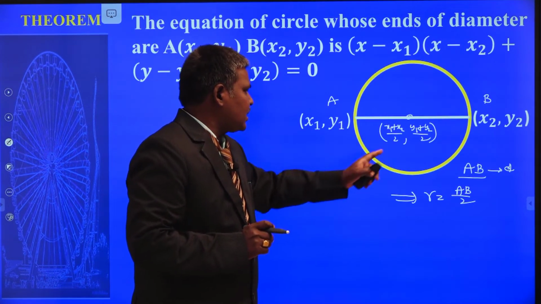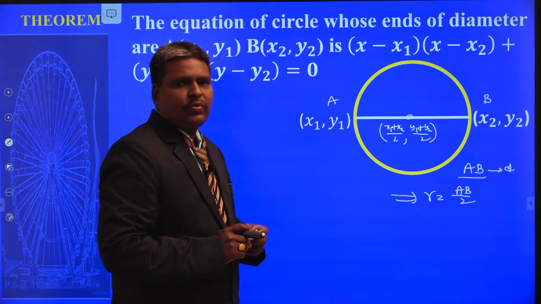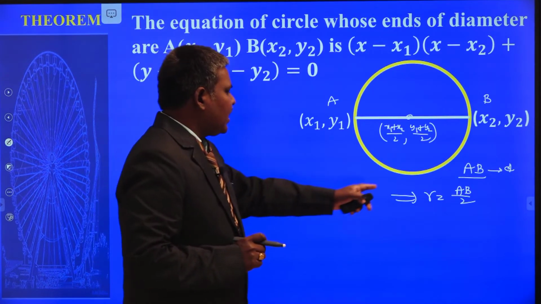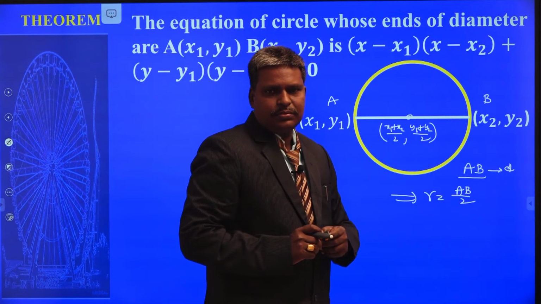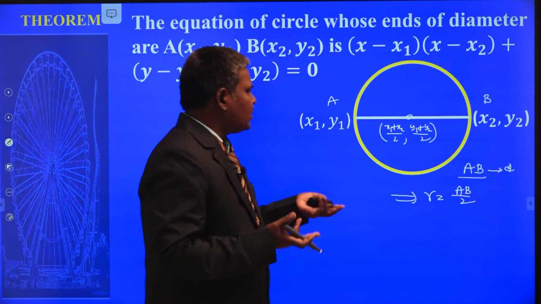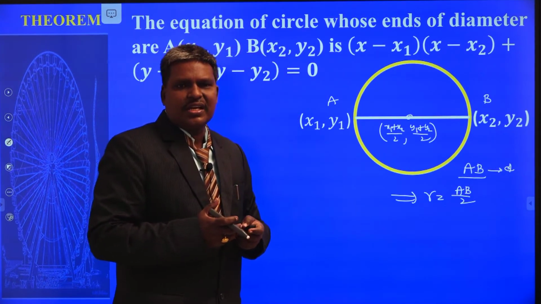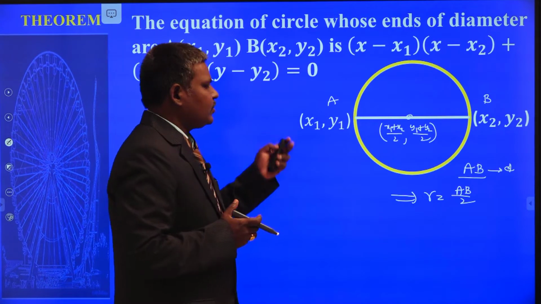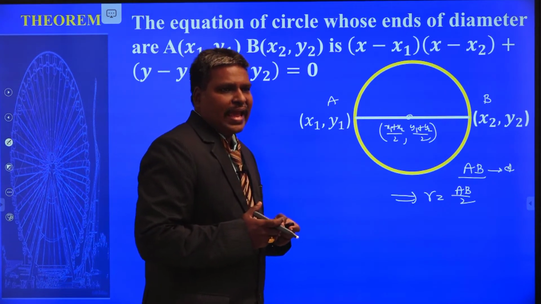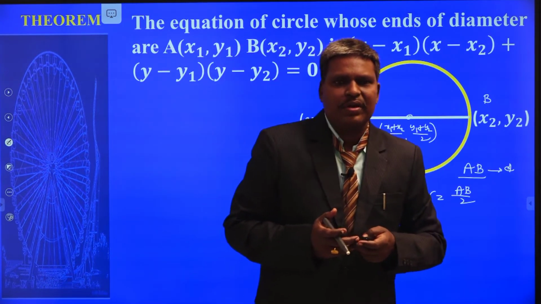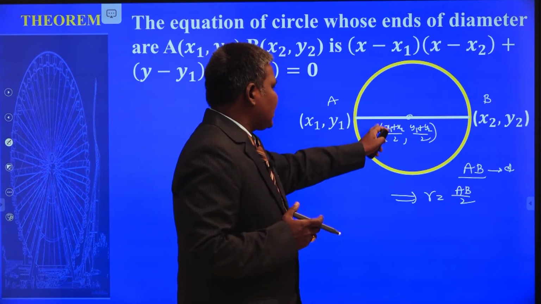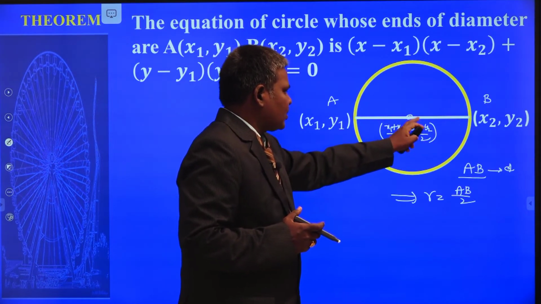The center is this one, ((x1 + x2)/2, (y1 + y2)/2). Your radius is what? AB by 2. You know the center, you know the radius. Can you write the equation of the circle or not? From the first class itself we have the equation (x - x1)² + (y - y1)² = r², where x1 is like this, y1 is this one.